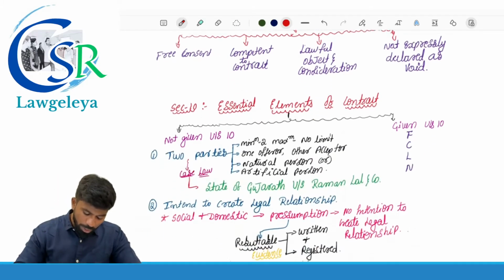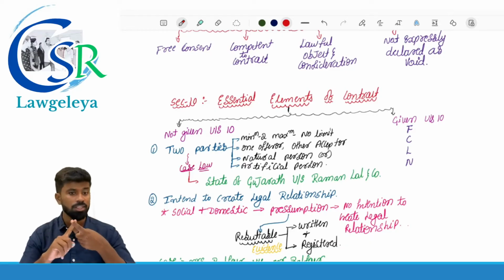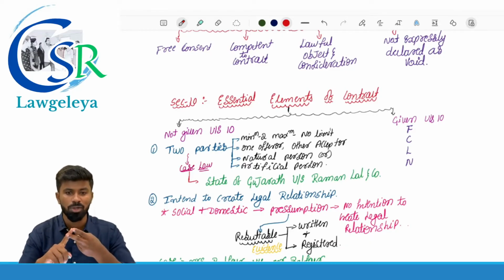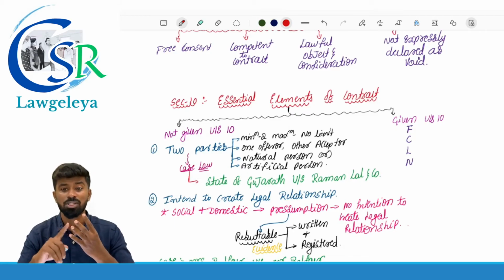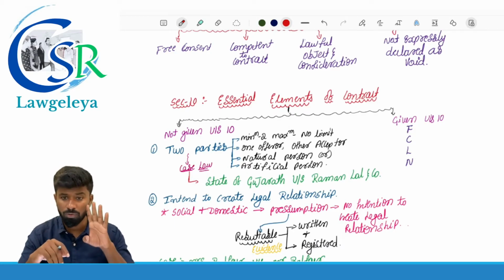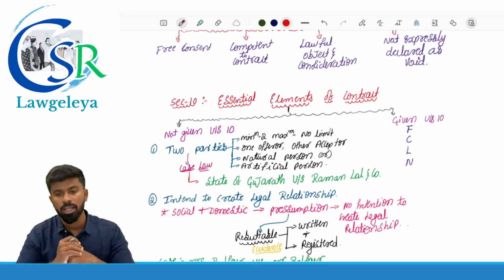Section number 10 provides the essential elements of a valid contract. Section number 10 provides that all agreements are contracts if they are made with the free consent of a person who is competent to contract, for a lawful object and consideration, and which is not expressly declared as void. So these are the 4 conditions which are given under section number 10 of the Indian Contract Act 1872.